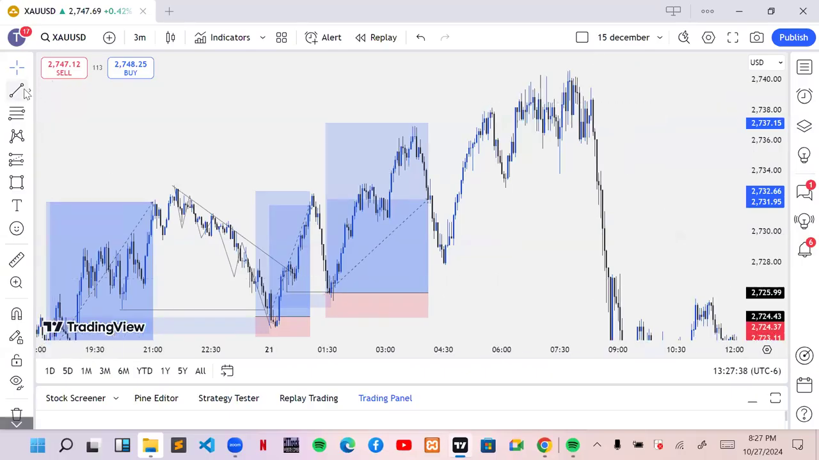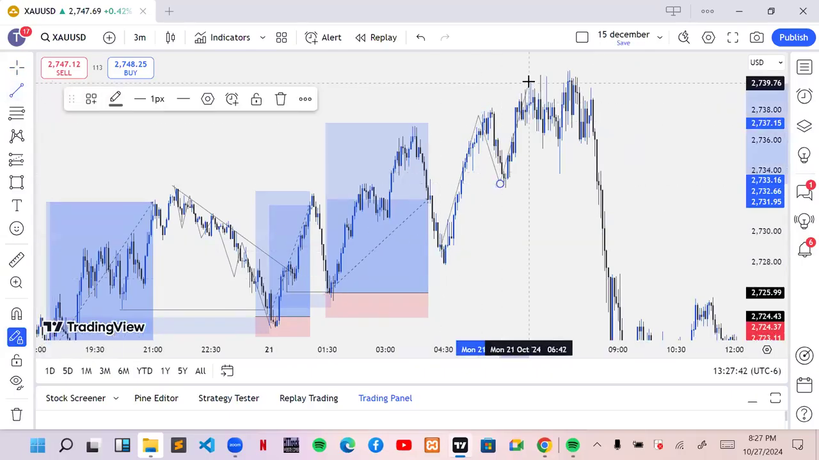For example, you can see this is a trend line. You can see higher highs and higher lows, higher highs and higher lows. This is where the market shifted structure and started going down. What did the price do?